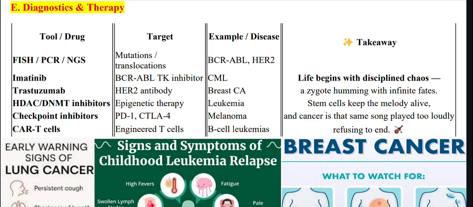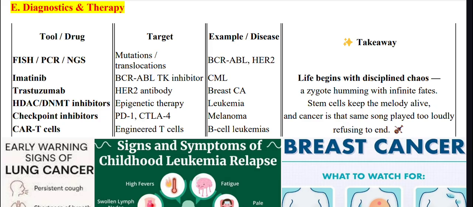Okay. For CML, driven by that BCR-ABL fusion tyrosine kinase, the targeted drug imatinib, Gleevec, was revolutionary. It's a small molecule inhibitor designed specifically to fit into the ATP binding pocket of the BCR-ABL kinase, shutting down its aberrant signaling. A true magic bullet for that specific cancer driver.